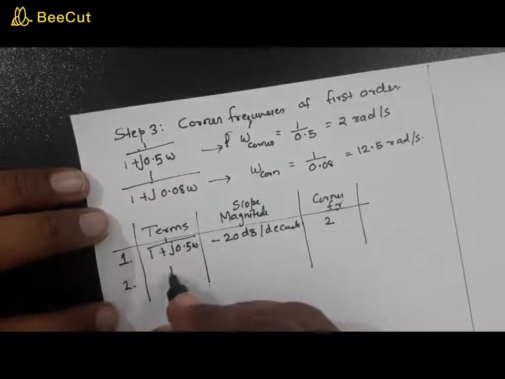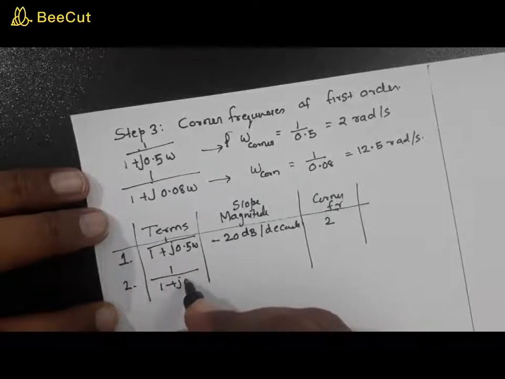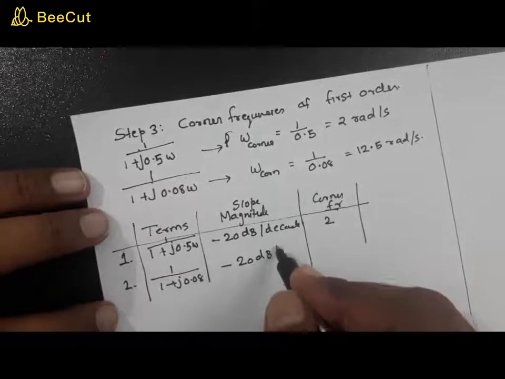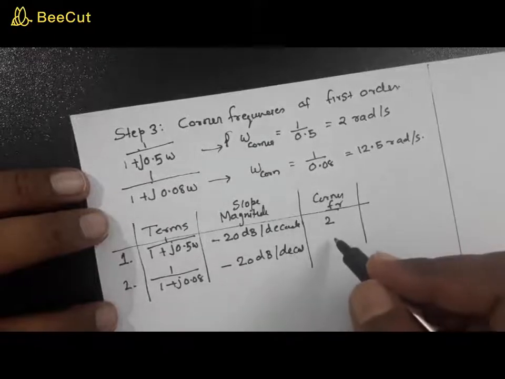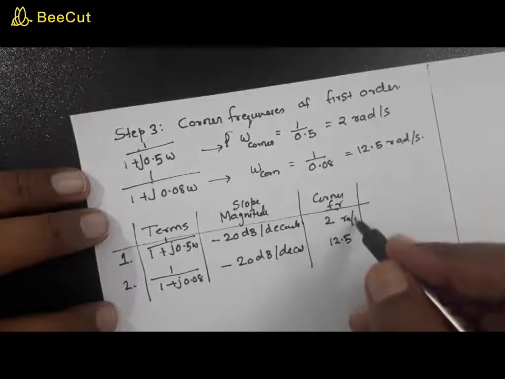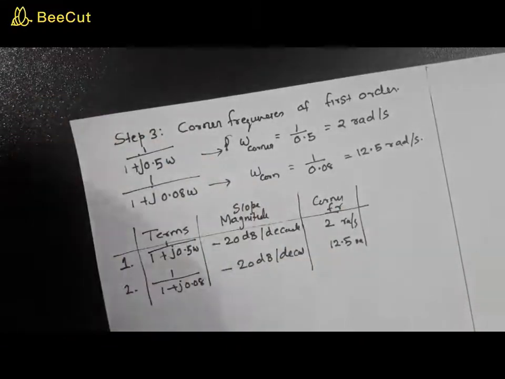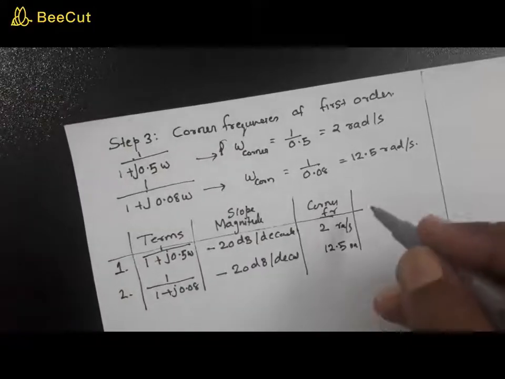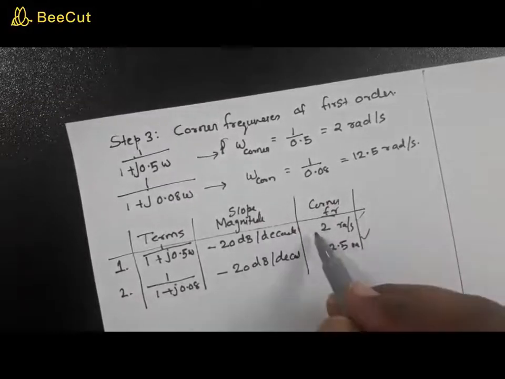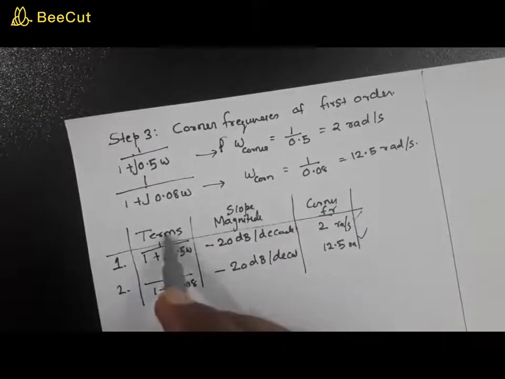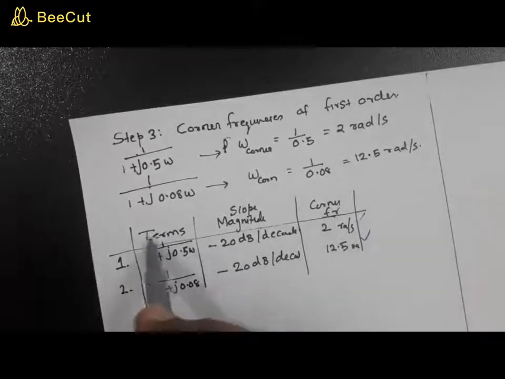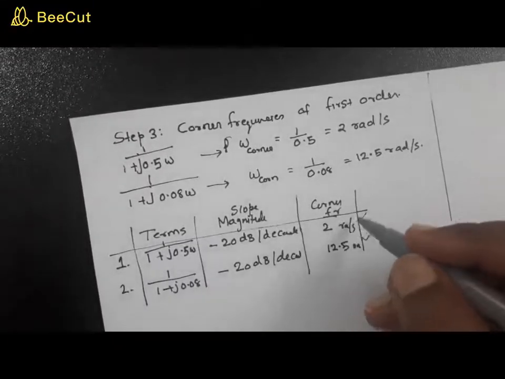And what about the second term? The second term is 1 by 1 plus j 0.08 omega, and this again offers another minus 20 dB per decade, and the corner frequency is 12.5 radians per second. Now again I'm going to recap what we studied. The importance of corner frequency is that up to this 2 radians per second, this term has no effect, because it offers 0 dB. The effect of this term occurs only after 2 radians per second.